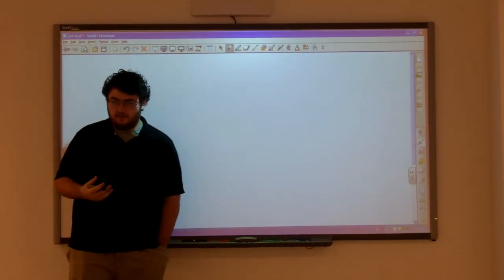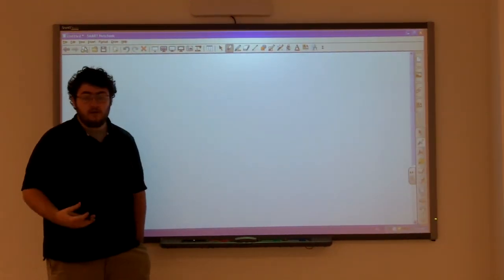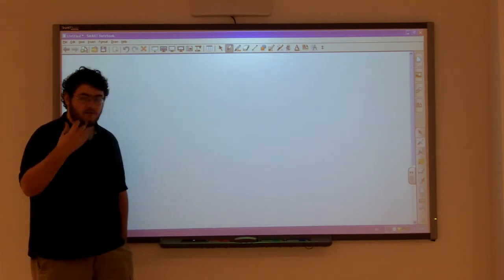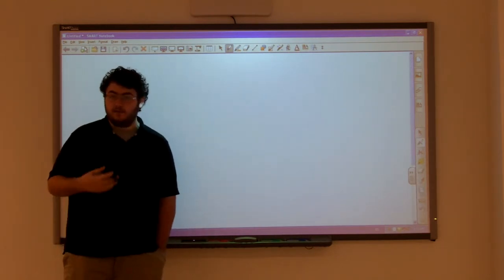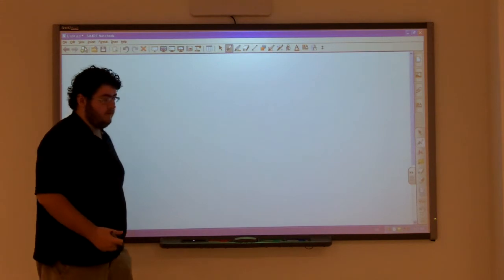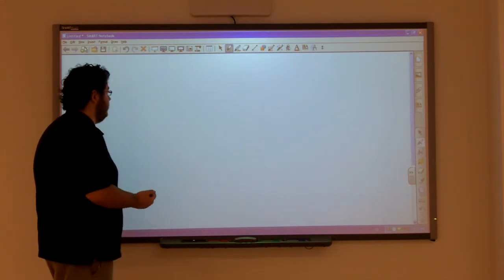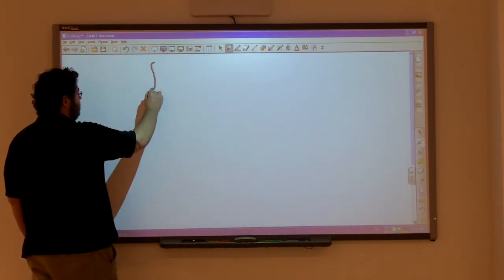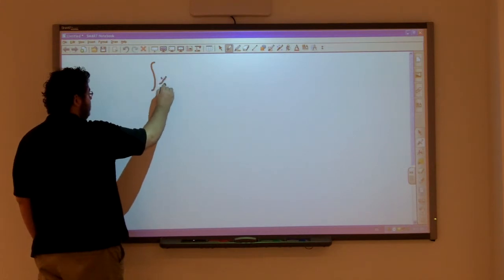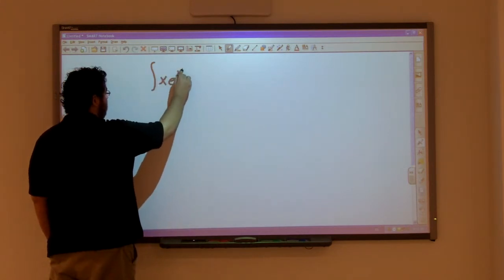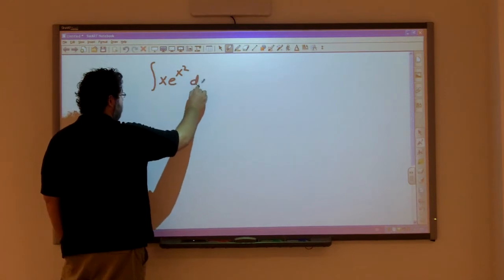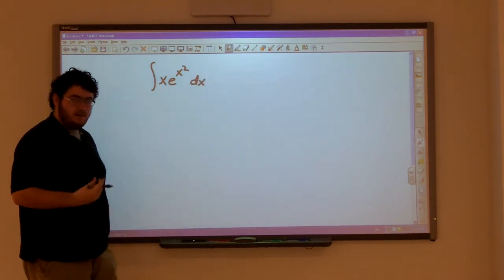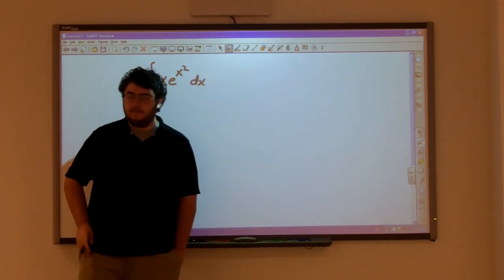So you've seen antiderivatives by this point, and you've seen how to do integrals of polynomials, trig functions, exponential functions, and so on. But what if you get a really tricky one? What if you're asked to evaluate the integral of x e to the x squared? Something you would not really know off the top of your head how to do.